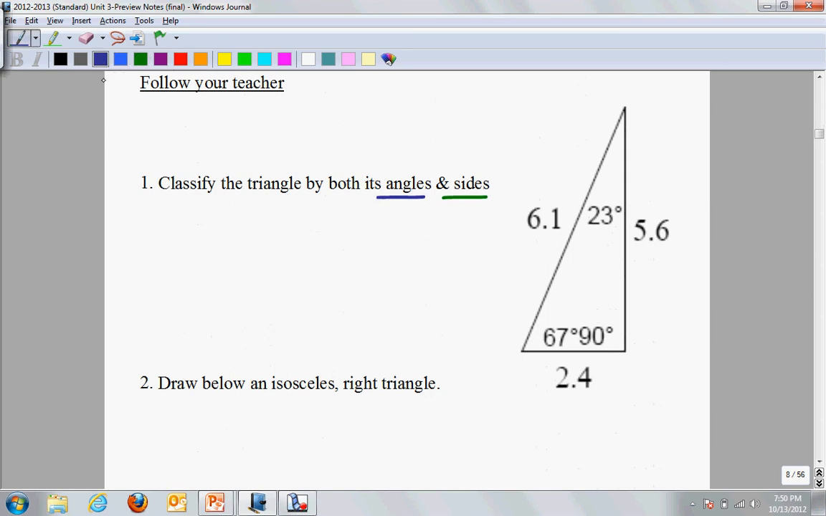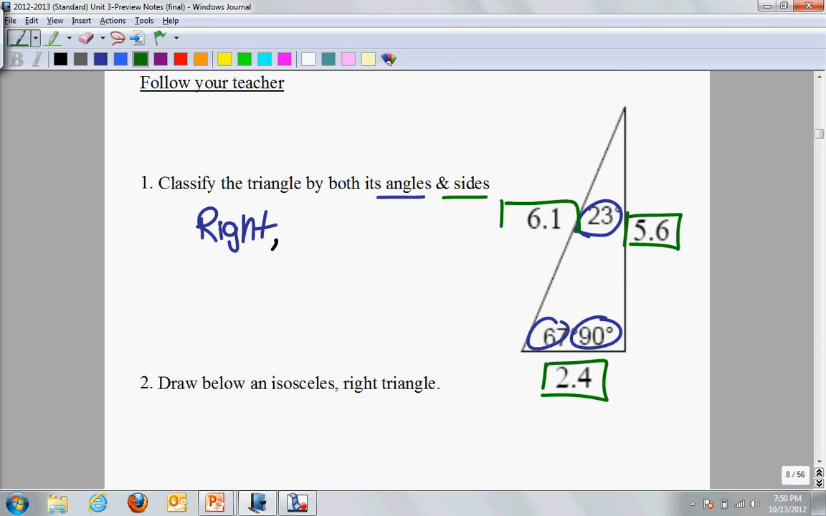Let's take a look at the angles. One of them is 90, so automatically we know that this is a right triangle. Look at the sides. None of the sides match. So we would call this a right scalene triangle. A right scalene triangle.